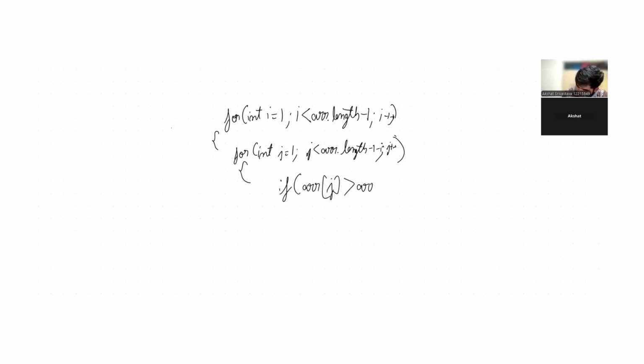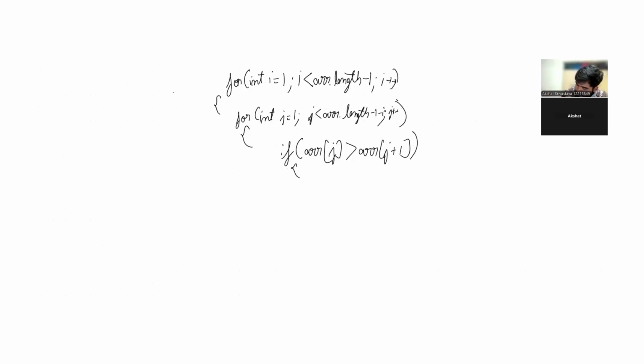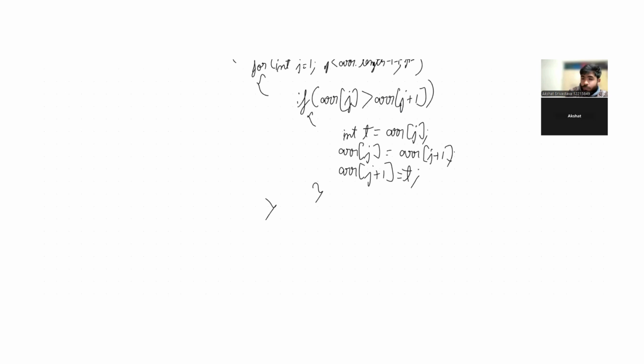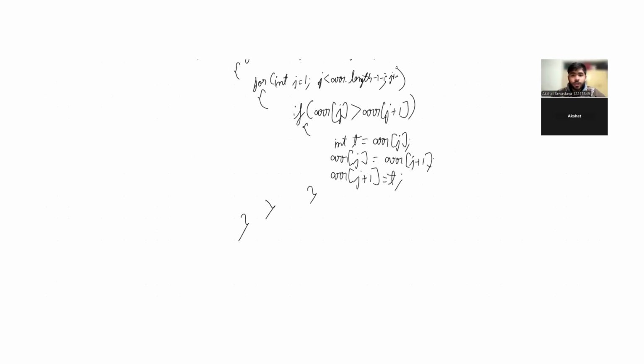So we will now do the swapping. If our previous element is greater than our next element, we will swap it. So t equals arr[j], arr[j] equals arr[j+1], and arr[j+1] equals t. This is how our code for bubble sort will look like. I hope you got what I'm trying to tell you.